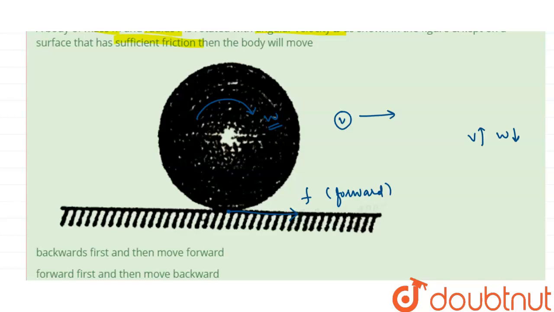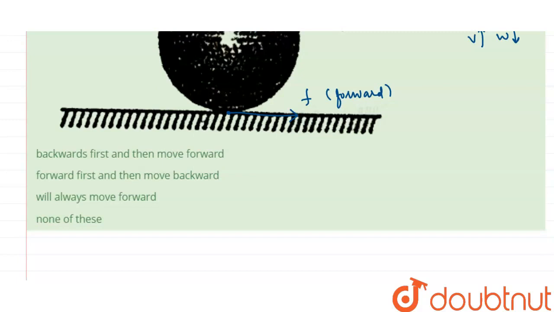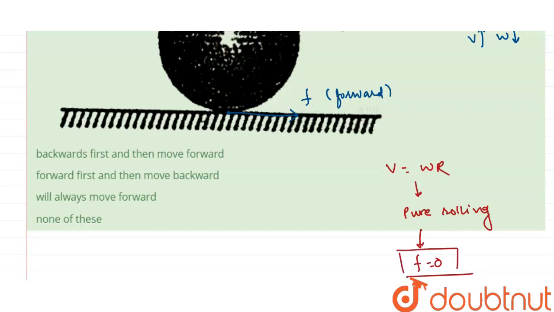Now when the friction is further increased, there is one condition when v equals omega r, where r is the radius of this sphere and omega is the angular velocity, and this is the condition of pure rolling. That means at this time the friction is now 0. At this condition the friction stops. Now the body is moving in the forward direction with the velocity v.